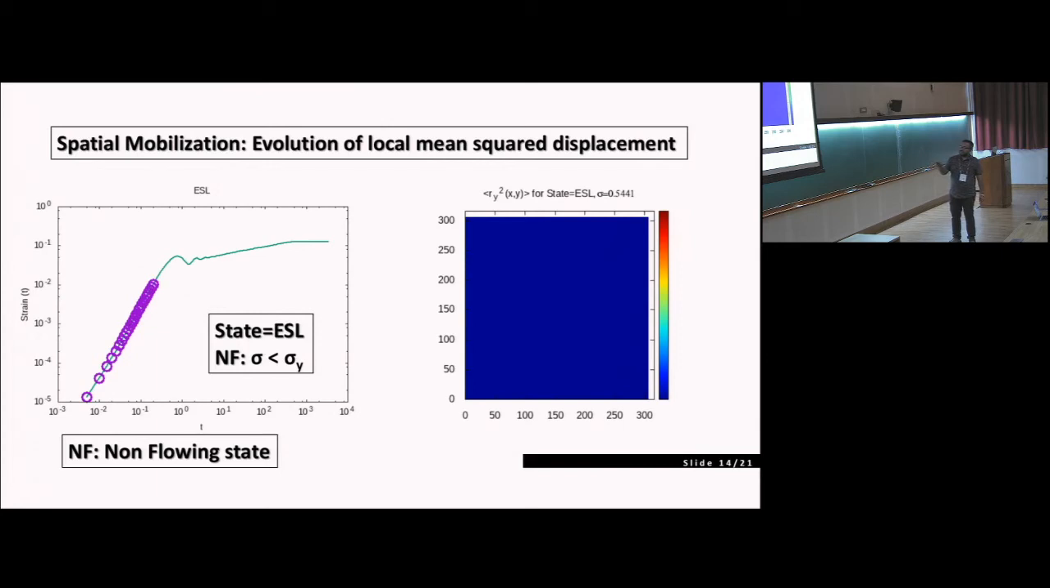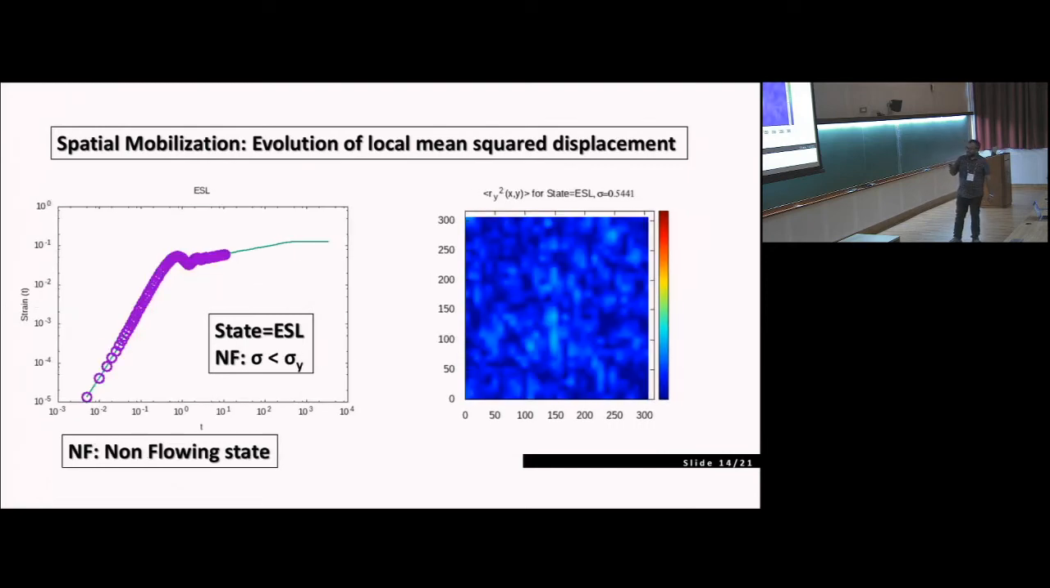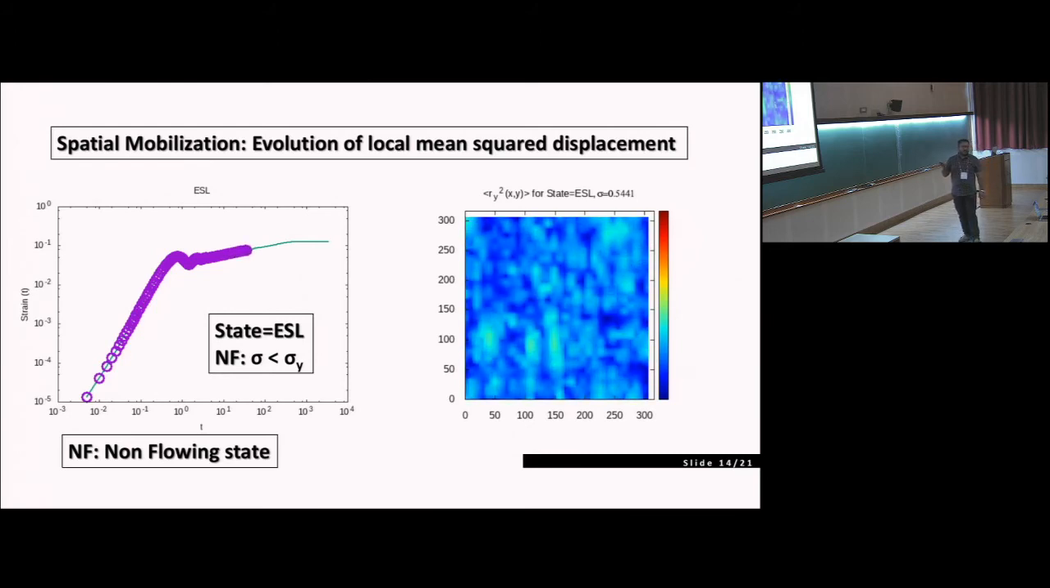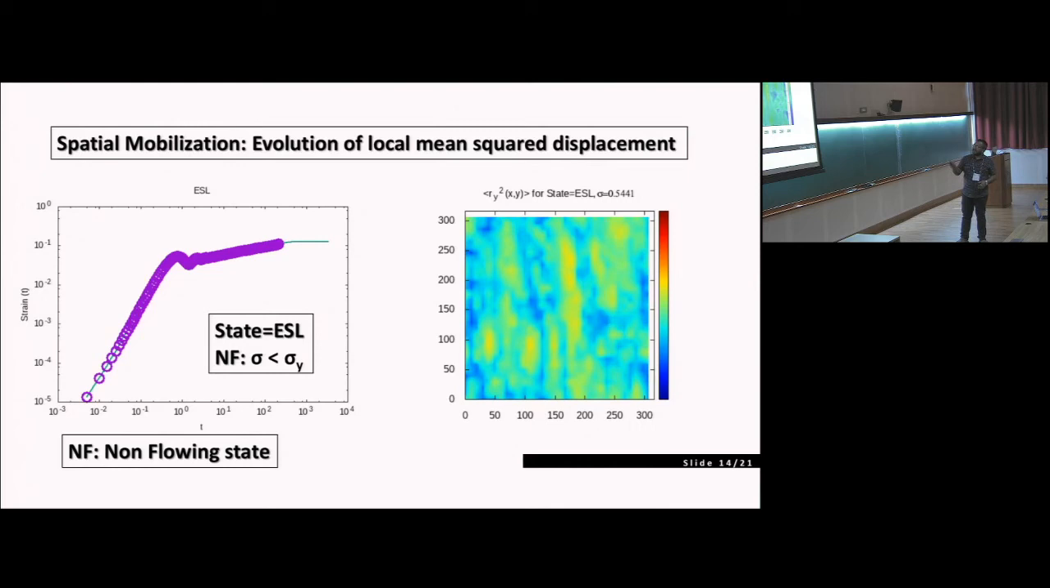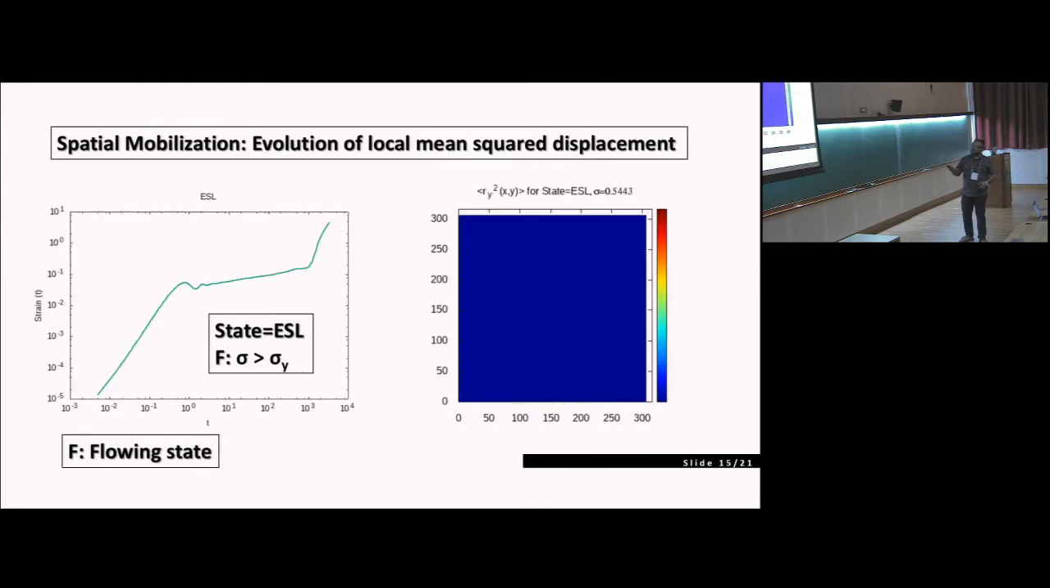So what we can see, I'm looking at the evolution of the system as the experiment is done with time. You can see there are, even though the system is stuck, some local mobilities here, which at long time eventually get damped. So this is for a case when the impulse stress is less than the threshold.